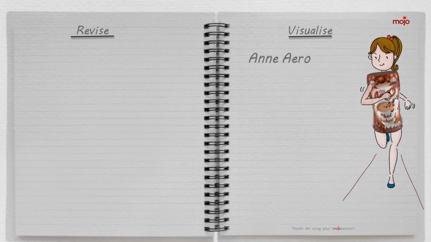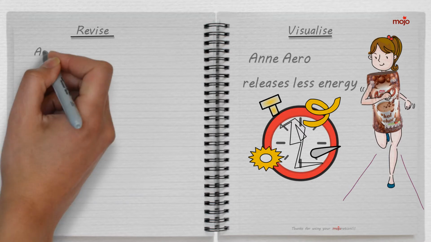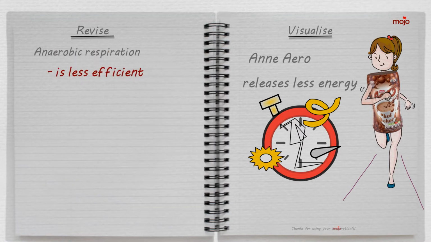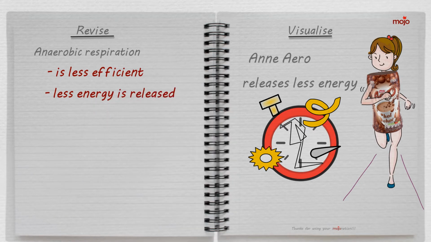The lack of ticks and the lack of tocks affects Anaerobic's training. She can't run as fast. She releases less energy. This reminds you that anaerobic respiration is less efficient than aerobic respiration. Much less energy is released by anaerobic respiration.